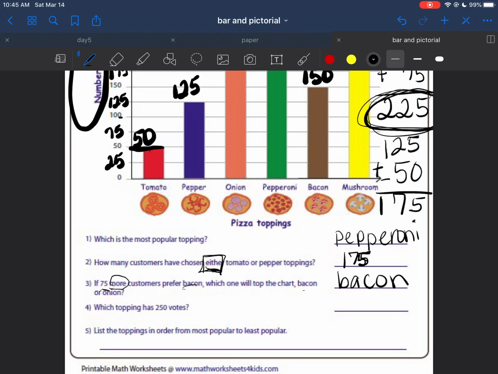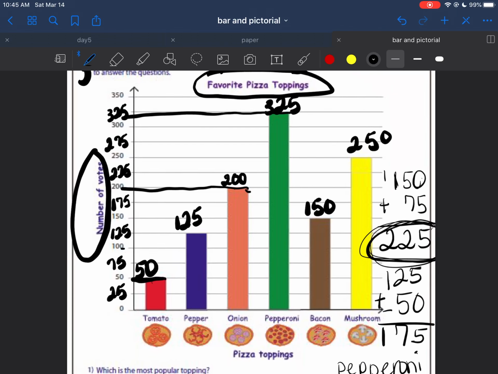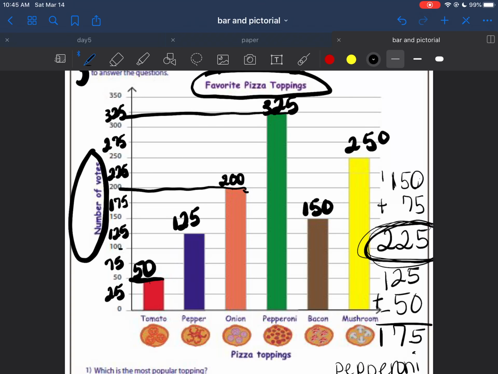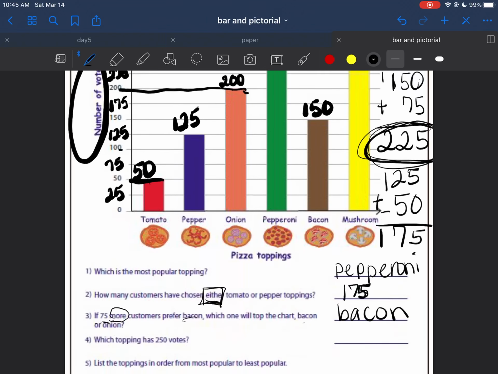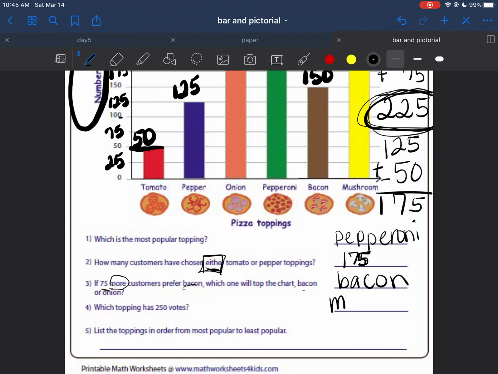Question number 4, which topping has 250 votes? I'm going to go up here, and this makes it super easy because you've already done the hard work of writing your numbers above your bars. Which one is sitting at 250 votes? That's right, mushroom. So your answer is mushroom.